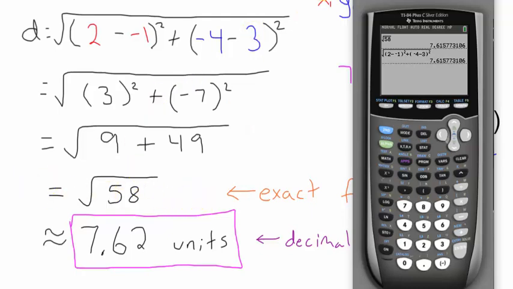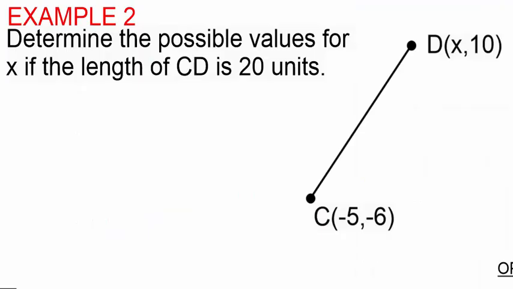Let's take a look at another example. In this example, it's asking us to determine the possible values for x if the length of CD is 20 units. So I notice we have segment CD, and it gives us the location of point C. It tells us that the length, so that's already like the answer to the formula, right? It says the length, the distance, is 20. So I can directly add that to my diagram so we don't forget. This distance here is a total of 20 units. And then it's asking us to determine the value for x. Value means number, so we are trying to find the number for letter x.